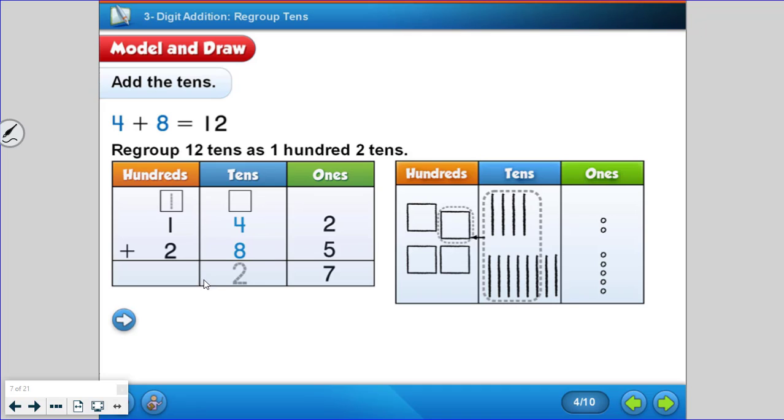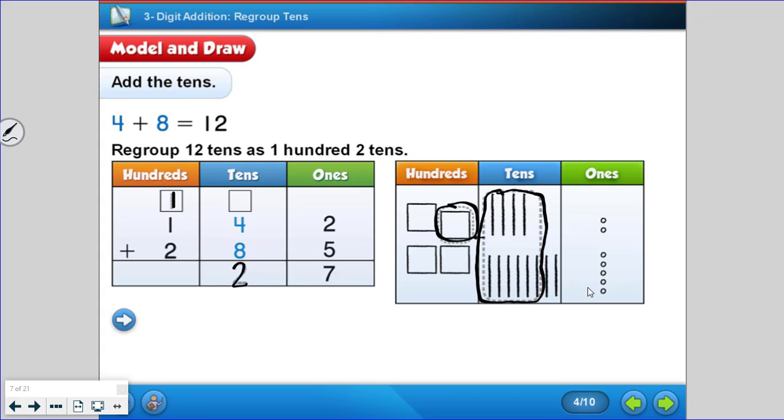So we're adding this column here, right? 4 tens plus 8 tens. So here's the picture of that, 4 tens plus 8 tens. And so they showed that regrouping, right? We know that 10 tens, circle these 10 tens. We know that 10 tens equals 100, right? A flat. So then they've got that 100 drawn right here. And then there's 2 tens left, right? Because what equaled 12. So 100 and 2 tens, right? And so that gave us 100 and then 2 tens left over.